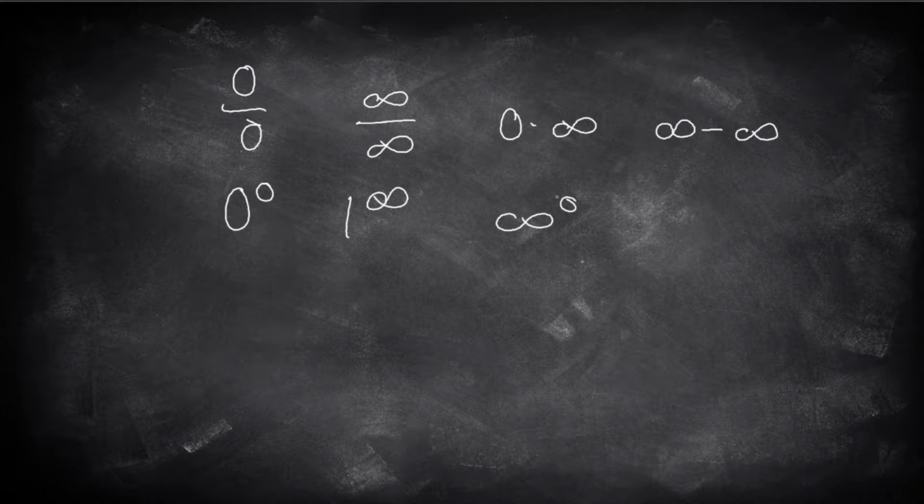So there are 7 types, and if a limit comes out as one of these types, we can use something called L'Hopital's rule. And these forms are called indeterminates. So 0 over 0 and infinity over infinity both do the same thing. So I'll just show you an example of how to do this with L'Hopital's rule.